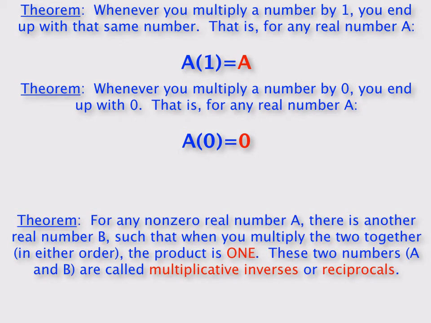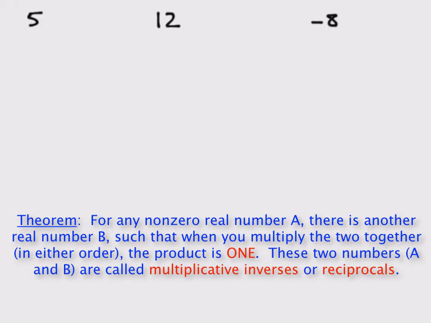For any non-zero real number, we'll call it a, there is another real number, which we'll call b, such that when you multiply the two together, in either order, remember, commutative property of multiplication, the product is 1. These two numbers, a and b, if you multiply them together and get 1, are called multiplicative inverses, or reciprocals of one another. Consider 5, 12, and negative 8.